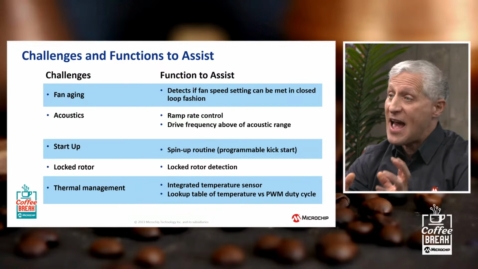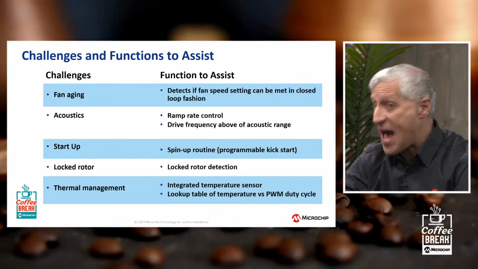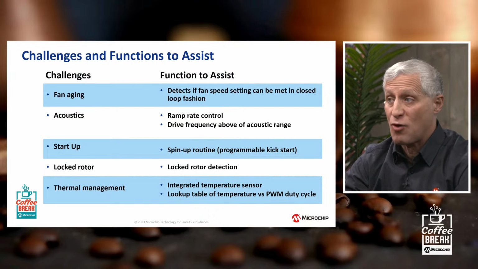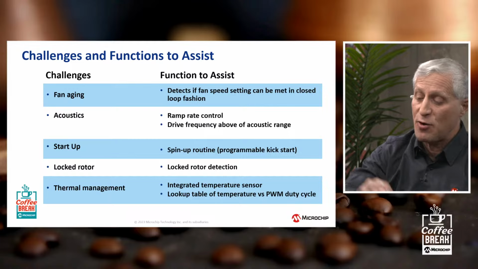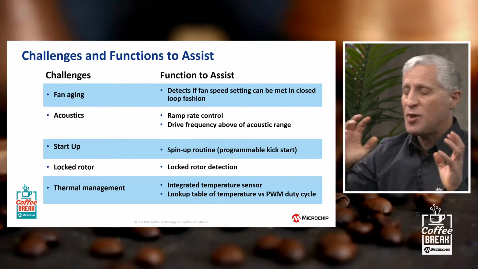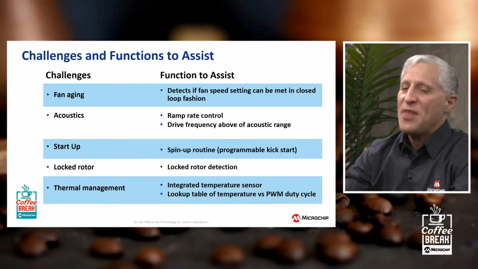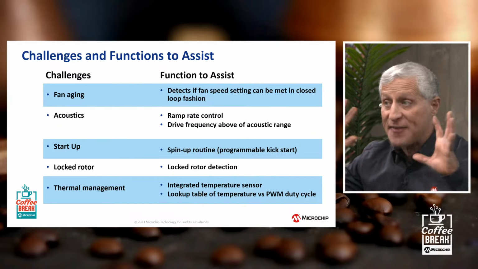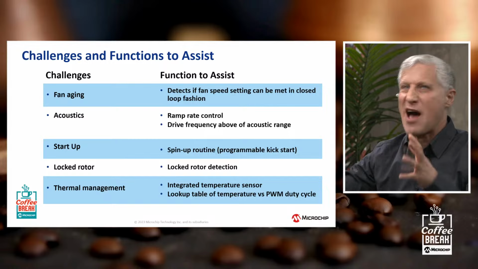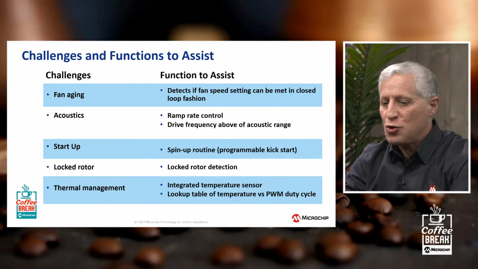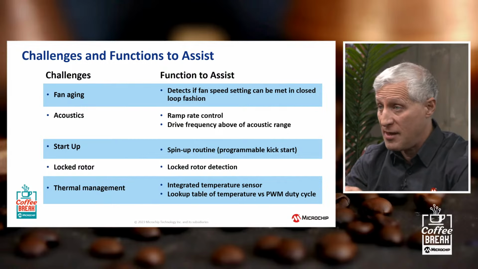Some of the technologies to address that have to do with ramp rate control. We don't want to go from 0 to 100% fan speed, because that's when we really hear and get that acoustic annoyance. And then lastly, we want to keep it outside of the acoustic range, which is about 20 kilohertz for the human ear.